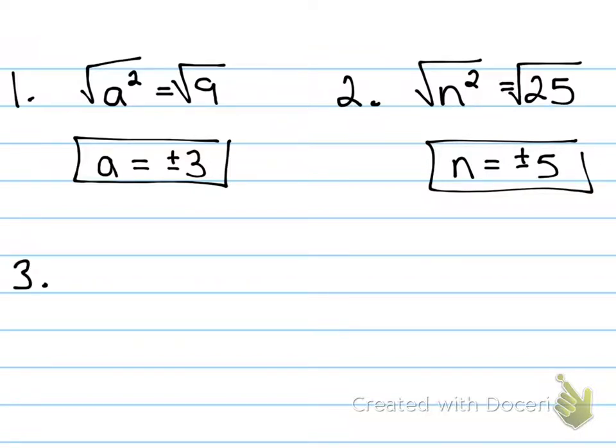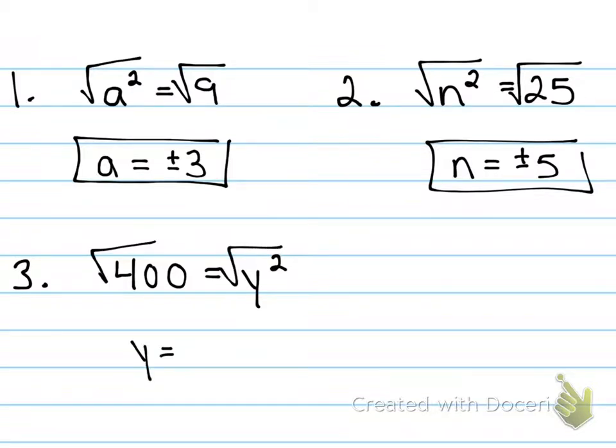It'll get more complicated. I'm going to give you one that's a little more complicated, and then we'll move on to two-step. All right, go ahead and solve for y on this one. All right, what do you do to both sides? Take the square root. So y equals what? Positive and negative 20.